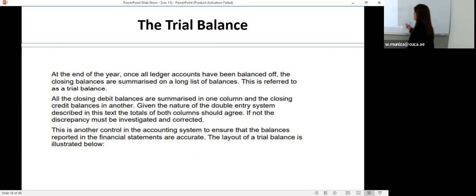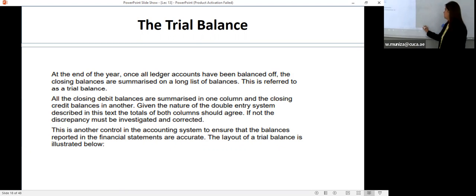Students, when we make the ledger accounts, after that, we make a simple trial balance. There are two columns in the trial balance, debit and credit. From the ledgers, the balances are posted in that trial balance. And ultimately, we find that both sides of the trial balance must match each other. They say all the closing debit balances are summarized in one column and the closing credit balances in the other. Given the nature of the double entry system described in this text, the totals of both columns should agree. If not, the discrepancy must be investigated and corrected.